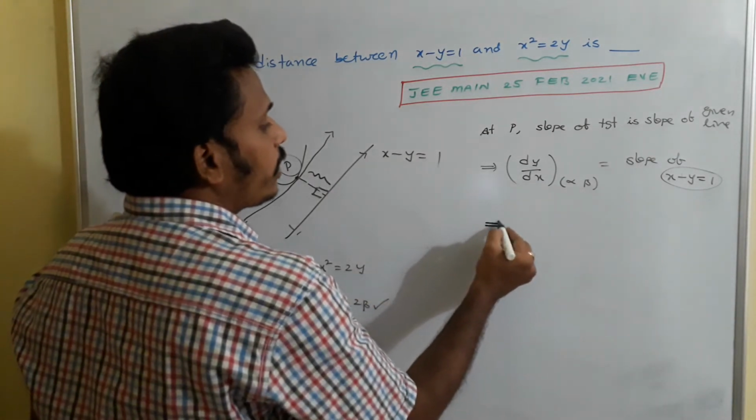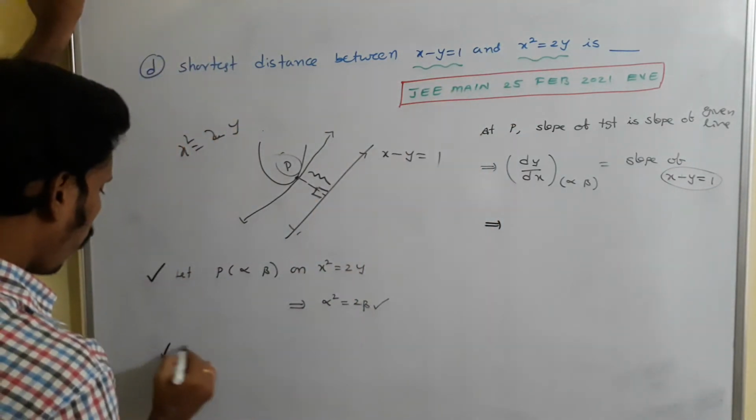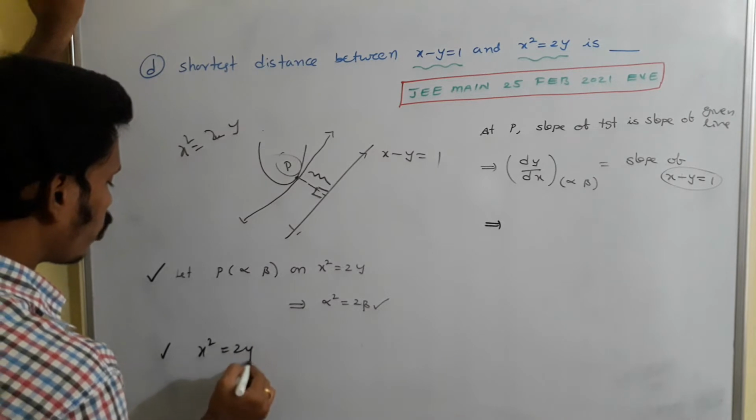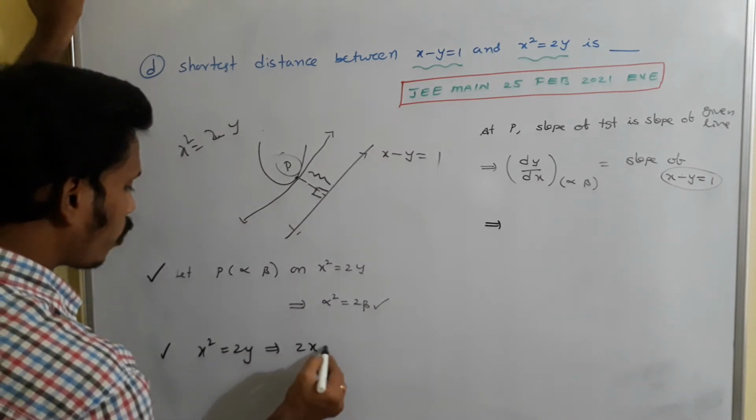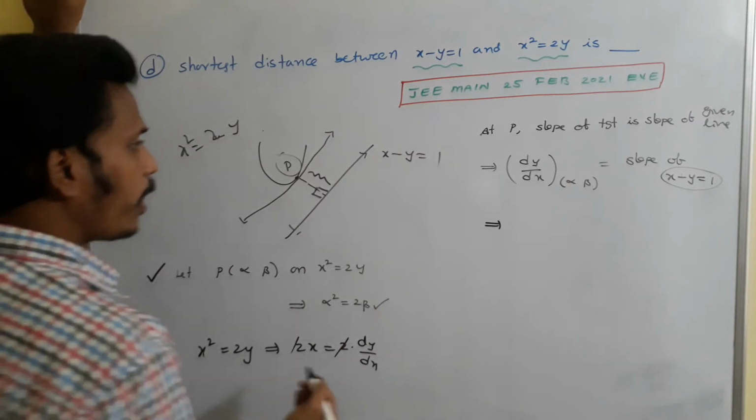Directly I am identifying that its derivative is just x. Is it right? Otherwise you just do here, no problem, right? x square is equal to 2y. So if you differentiate, 2x is equal to 2 into dy by dx. So dy by dx is x.